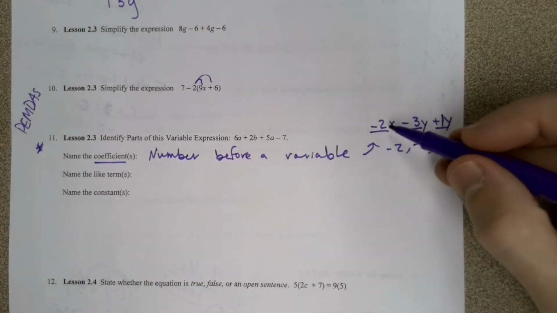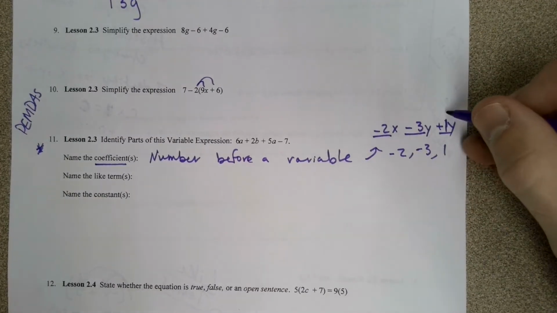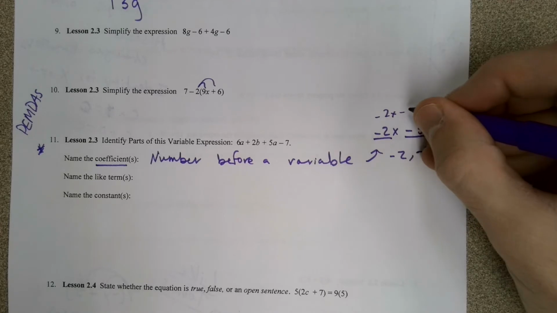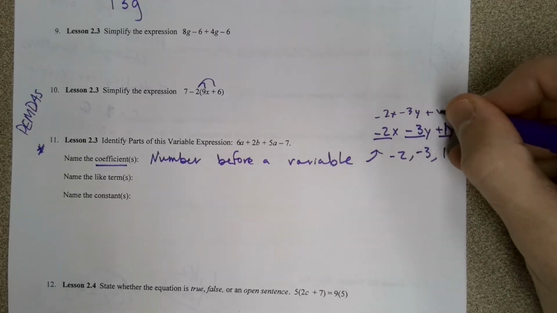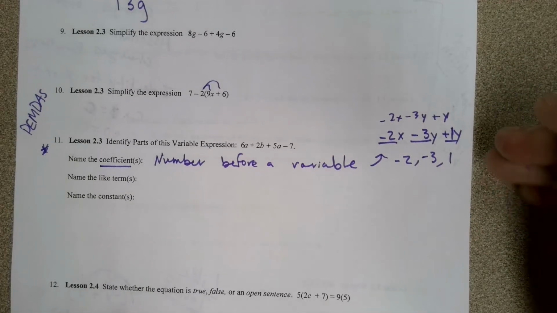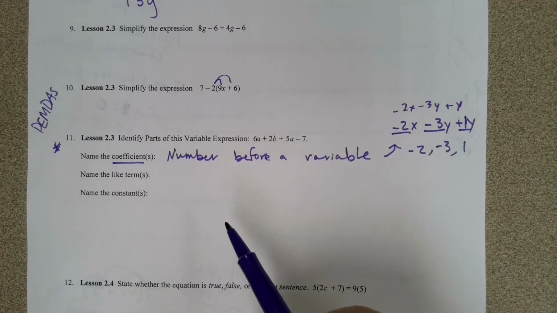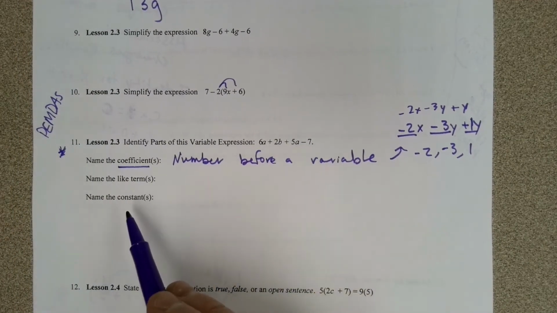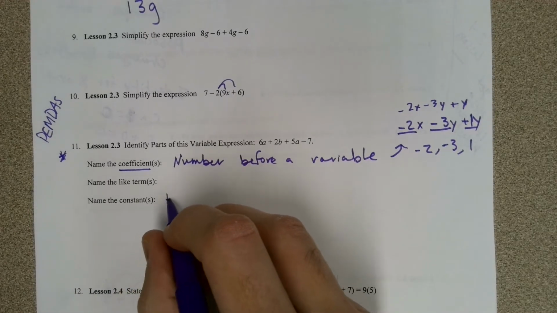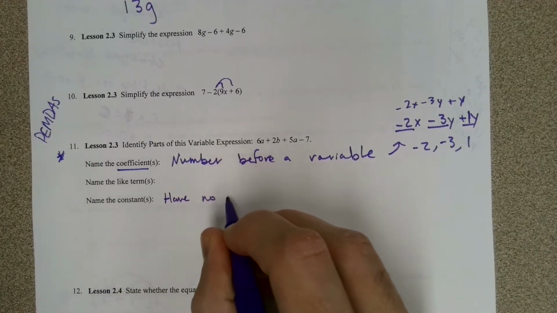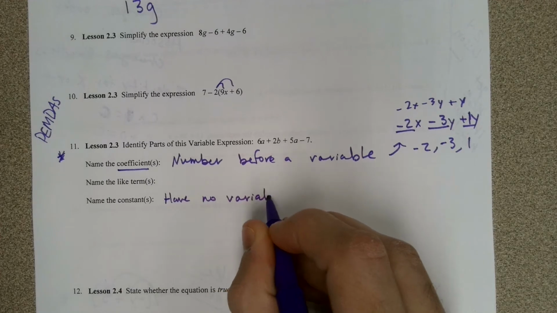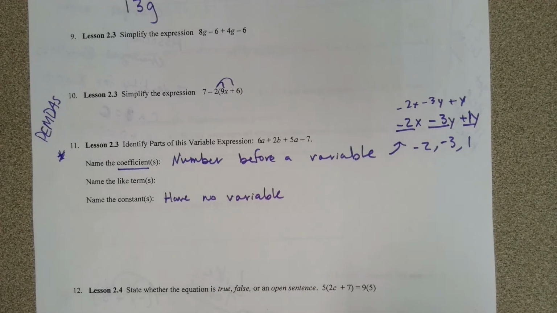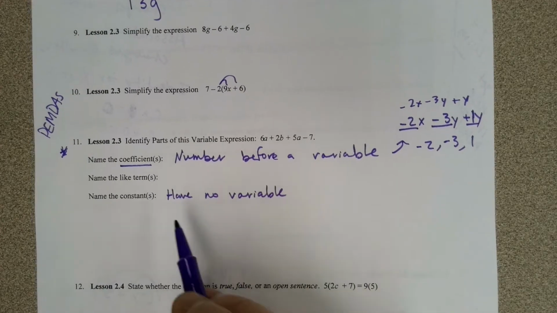So right here we have negative 2x, negative 3y plus 1y. That could maybe just look like negative 2x minus 3y plus y. Remember, there's an imaginary 1 sitting there. Like terms, we talked about those. You should be able to pull those out of here. Remember, they have to have the same variable to be like terms. And our constants have no variable. So those are the numbers that aren't attached to anything else.